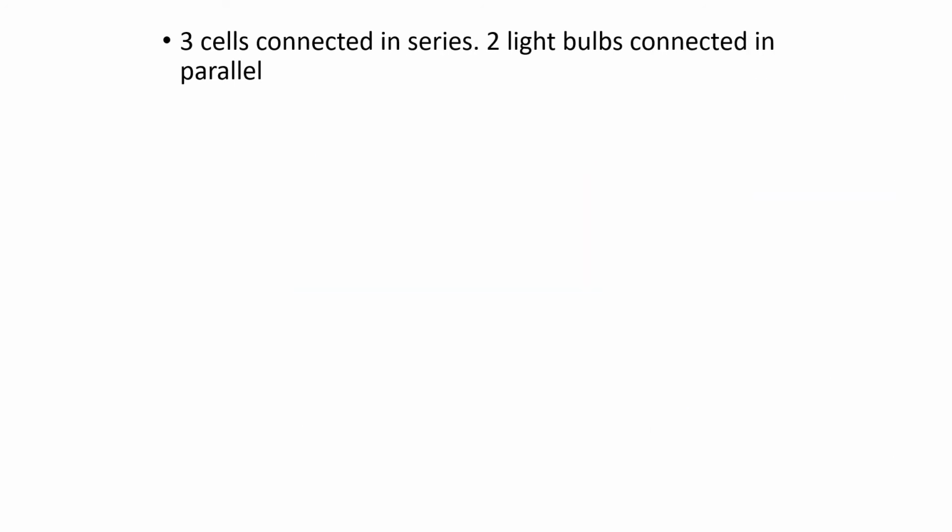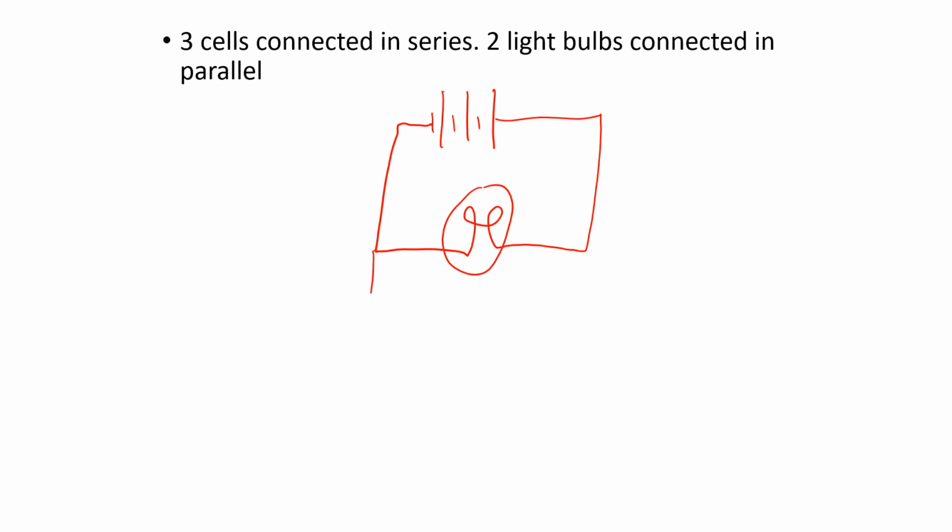Okay, next one here, we have 3 cells connected in series. So that means we're going to go 1, 2, 3. Okay, and then we have 2 lights that are connected in parallel. So that would be our answer, something like that.